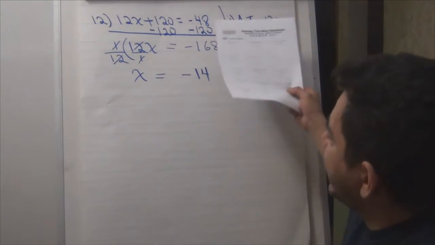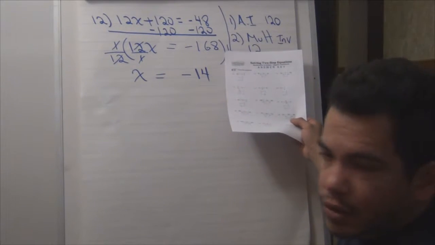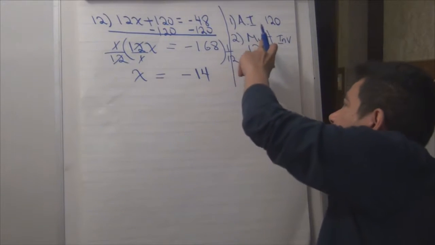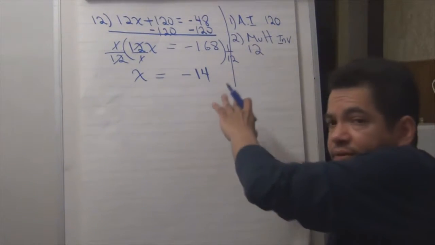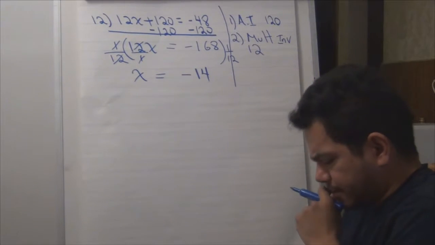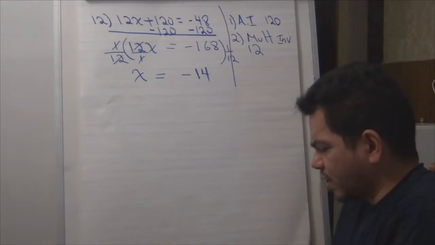Two-step equations. Additive inverse and multiplicative inverse. Okay? Later on, if you don't need to, you won't have to use the multiplicative inverse. You can just do it directly. So, let us do another one.